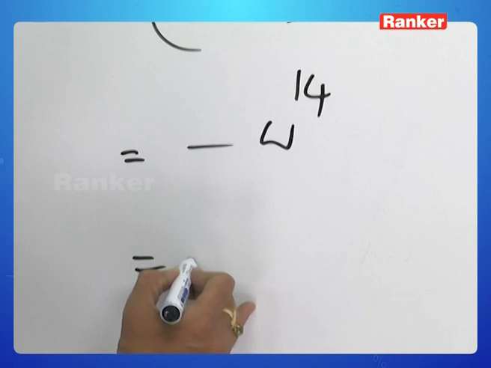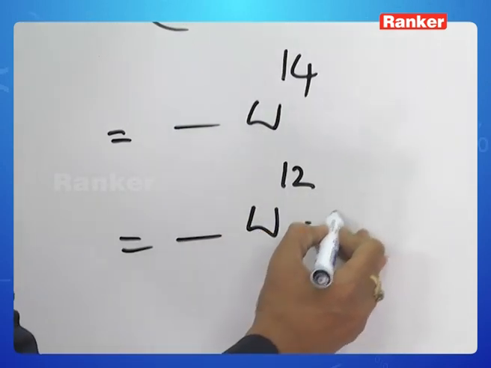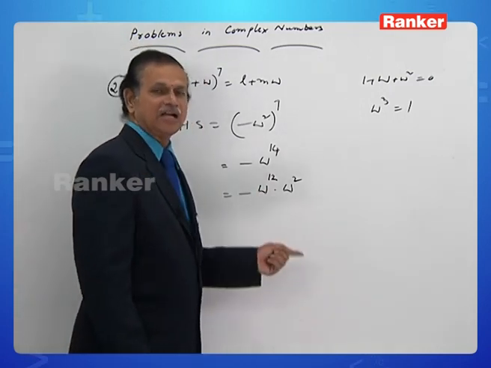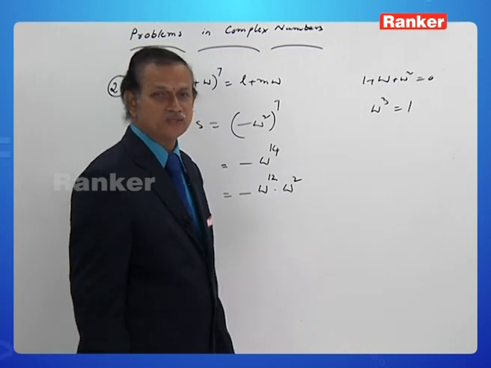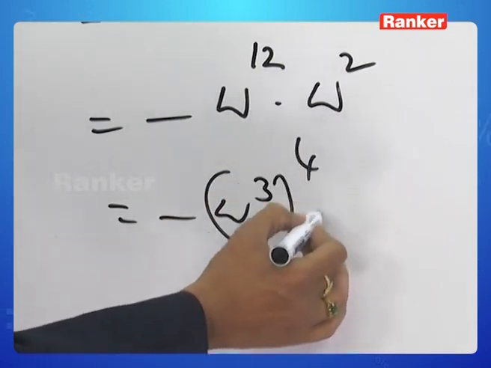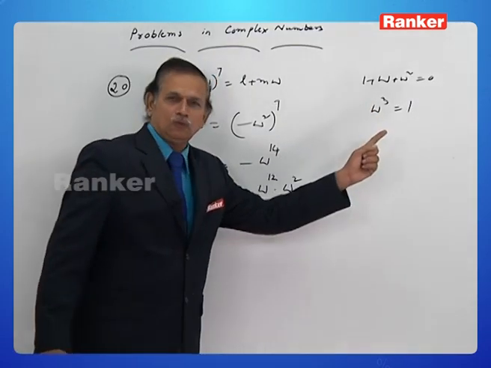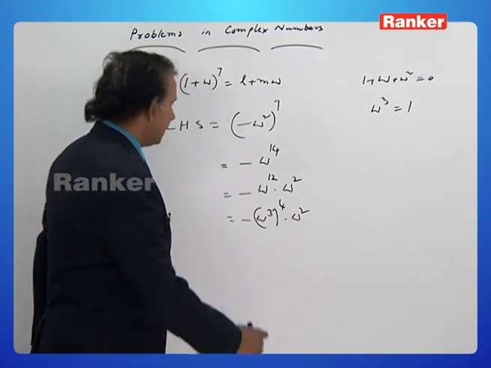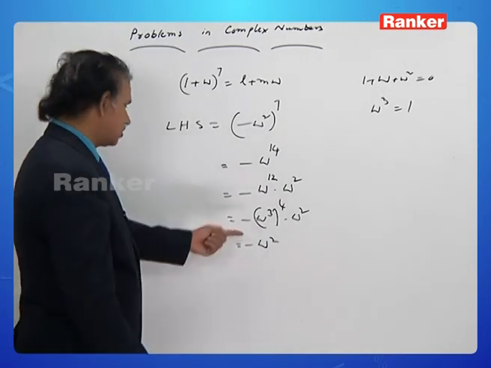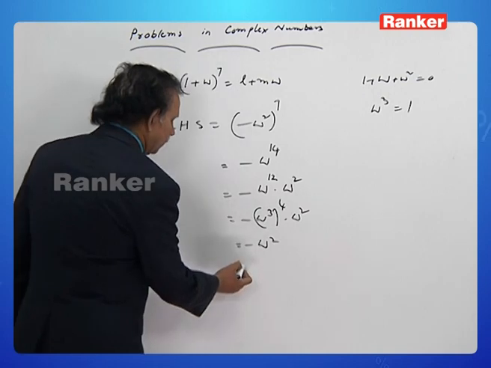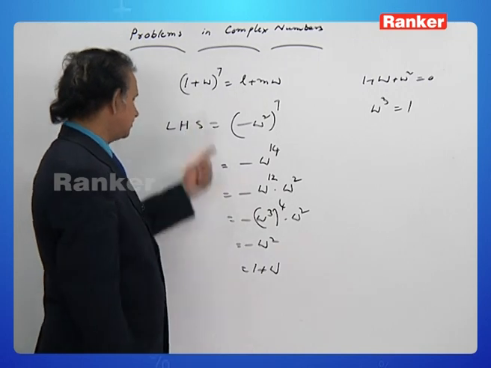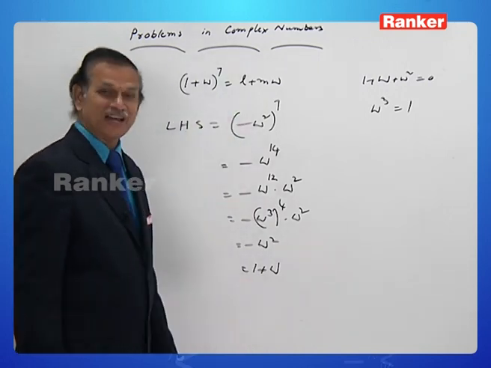Now this can again be written as minus omega power 12 into omega square, right? Why do you prefer to write like this? Omega power 12 is 1. Why is it 1? You can imagine omega power 12 as omega cube whole to the power of 4, isn't it? But we know omega cube is 1. 1 power 4 is 1. Ultimately, you will be getting minus omega square. But of course, in the place of minus omega square, we can again replace 1 plus omega. Well, LHS is 1 plus omega, RHS is L plus m omega.